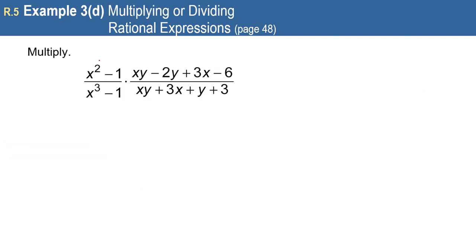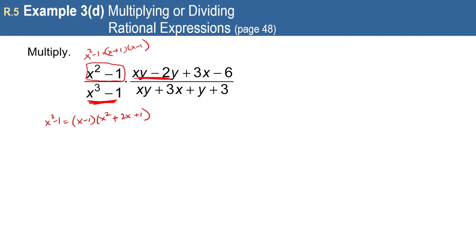For the top left here, I'm going to use the formula for the difference of squares. That's x squared minus 1 equals x plus 1 times x minus 1. This one, x cubed minus 1, is equal to x minus 1 times x squared plus 2x plus 1, and that's from the difference of cubes. So we have two different formulas for this.